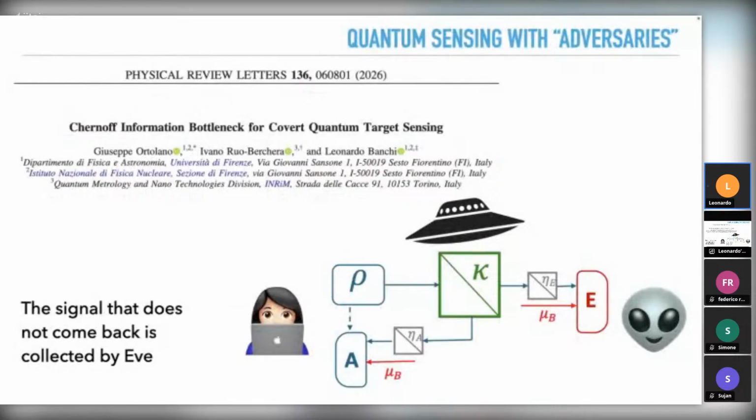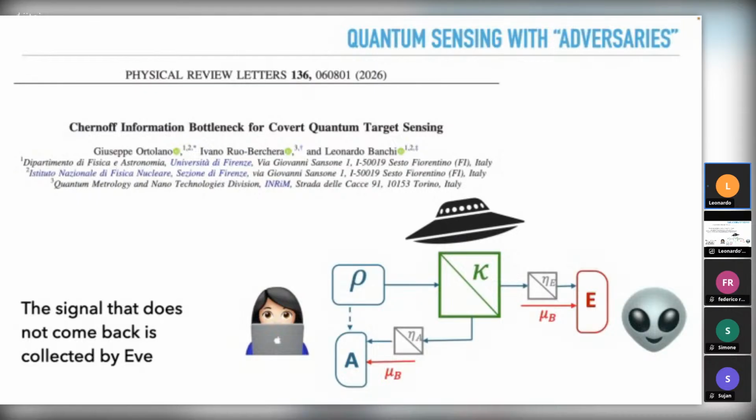The problem that we are dealing with is what we introduced in this very recent paper from 2026, where we introduced the notion of Chernoff information bottleneck for covert quantum target sensing. So the idea of covert target sensing is as follows.